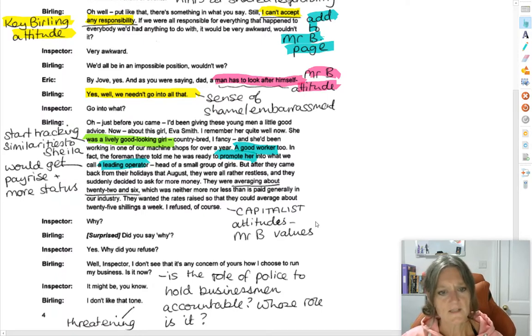And then this idea, they wanted their rates to rise so they could make more money, so they'd have more money to take home. This really shows Mr Birling's capitalist attitudes, that actually that money, that capital is another word for money. Money is more important than people, that money is king, really. That's what capitalism is all about, profit rules.